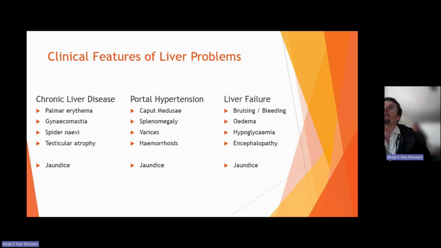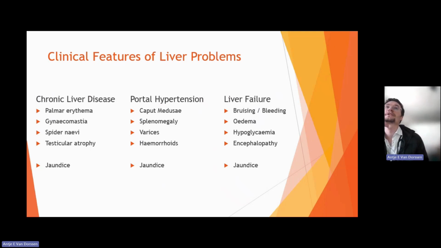Clinical features of liver problems. I think it's important to think about these three groups separately because they don't always coexist, and they imply different things. So when you're examining a patient, there's features of chronic liver disease, you can see features of portal hypertension, and you can see features of liver failure. And the patient may have features of chronic liver disease without features of liver failure or portal hypertension. So just important to know that these are separate in their presentation on the patient and have different causes.